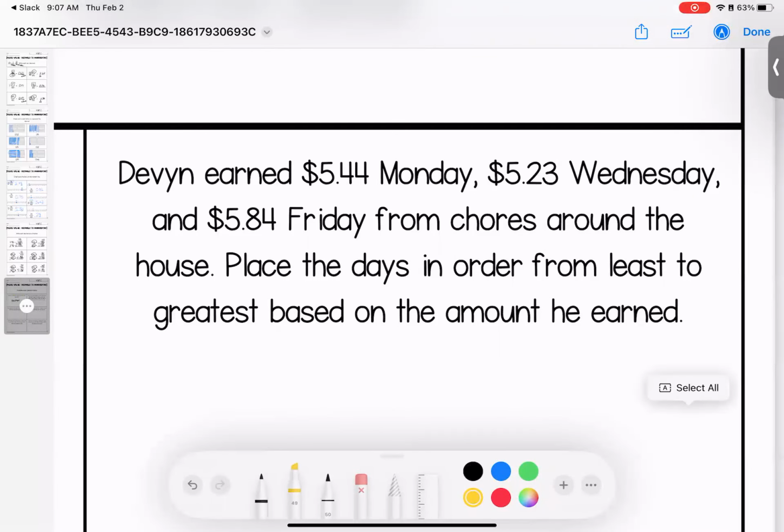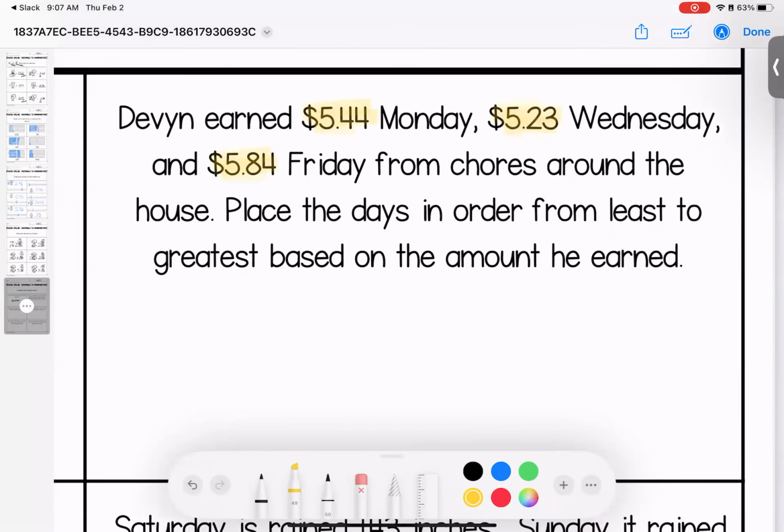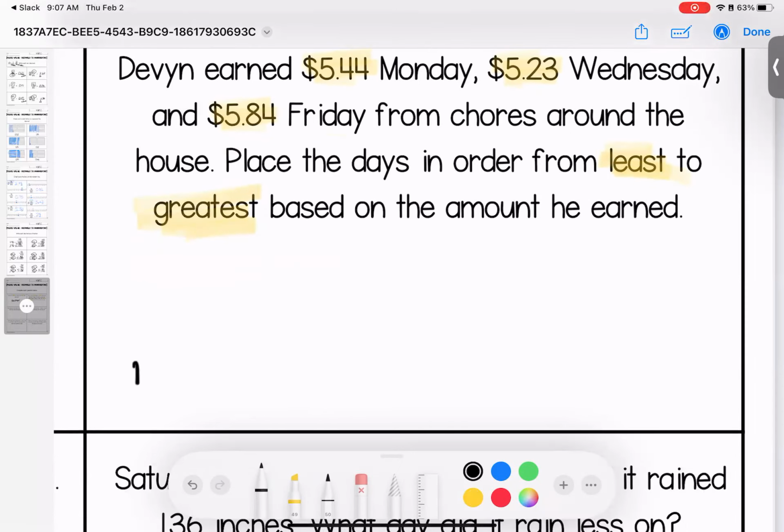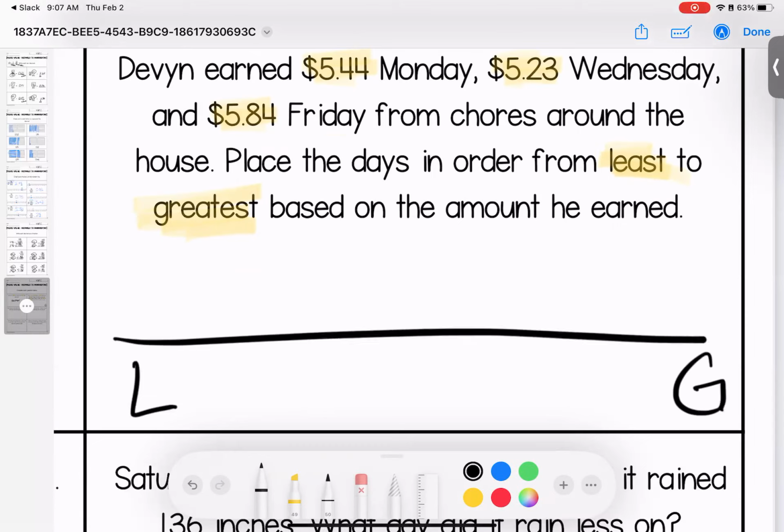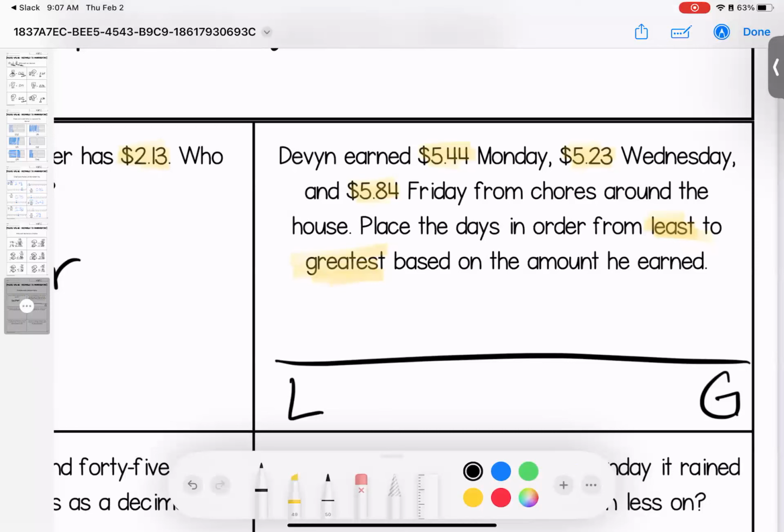Devin earned $5.44 on Monday, $5.23 on Wednesday, $5.84 Friday from chores around the house. Place the days in order from least to greatest based on the amount that he earned. So I'm going to come down here and give myself an L and a G as a reminder of what I'm being asked to do. If these are sticky, you can stack them. I can do, let me give myself some room, I'll do it over here. 5, 4, 4, 5, 2, 3, 5, 8, 4.